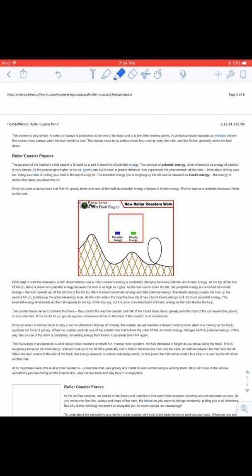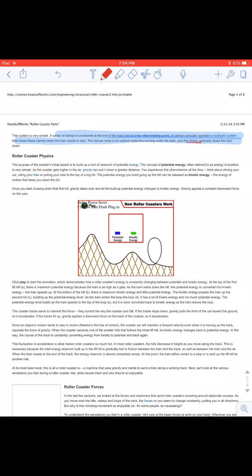So let's go ahead and leave this as blue, and I'm going to start right here with a series of clamps, and they're positioned at the end of the track and a few at the other braking points. This hydraulic lift system closes the clamps when the train needs to stop, and they close, and it causes friction that gradually slows the train. Now, I think a good important word that we need to focus on is that friction. So I'm going to underline that in that red.